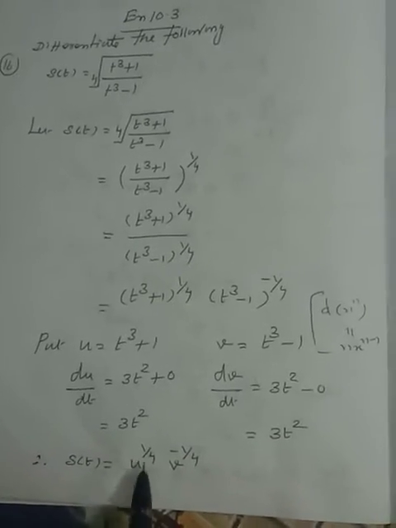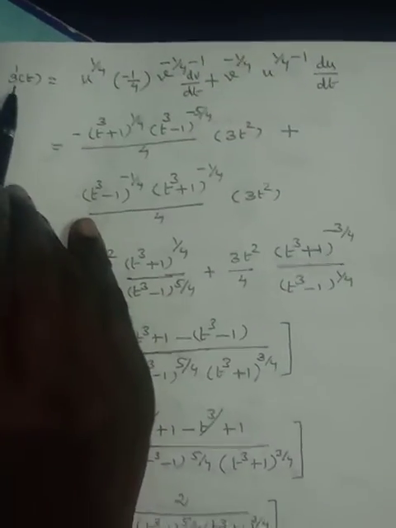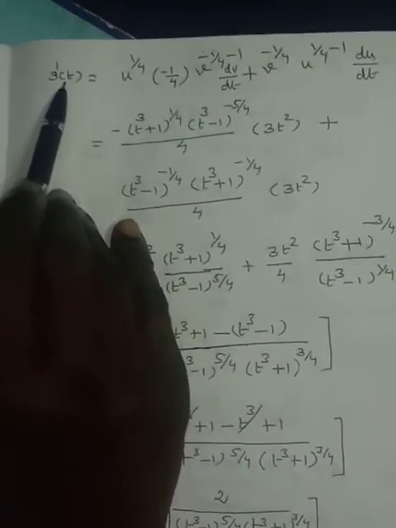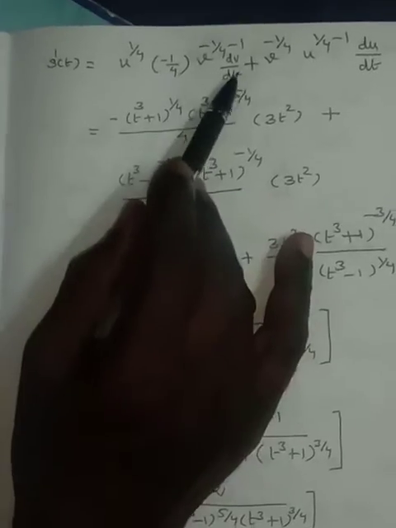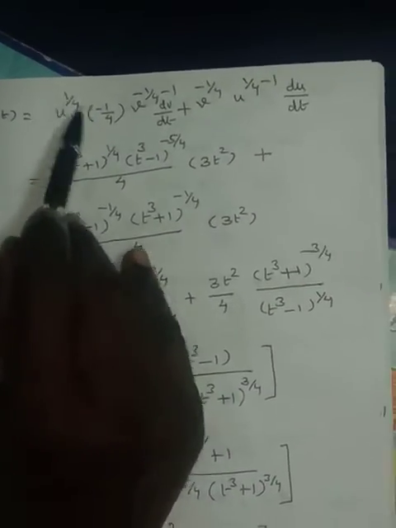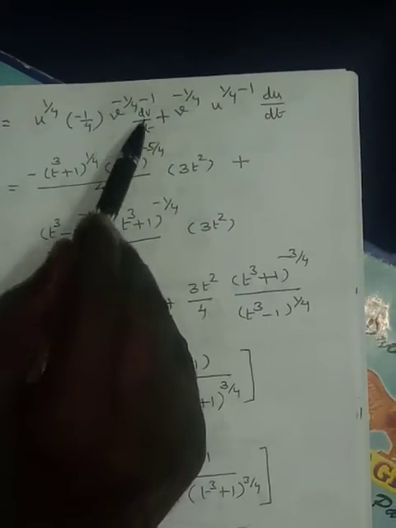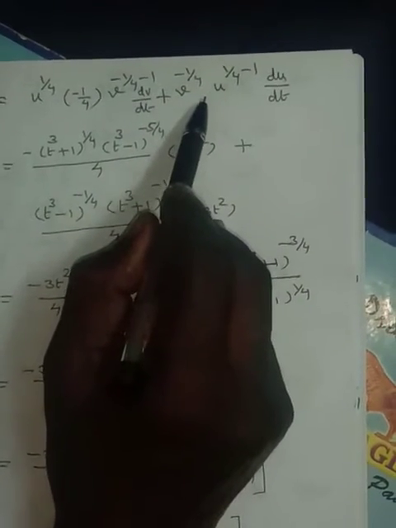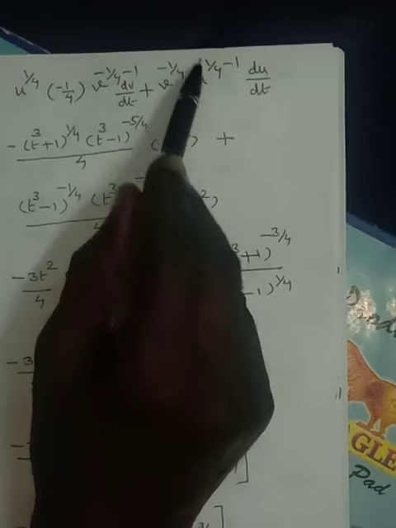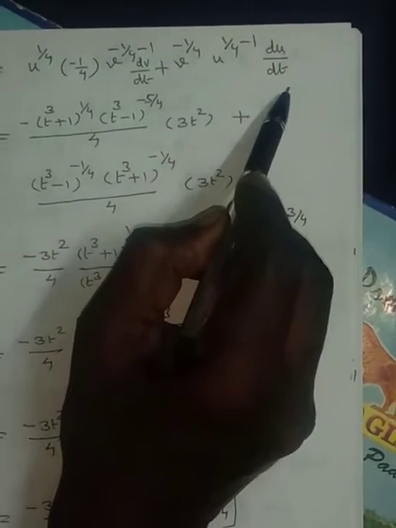s of t is equal to u to the power of 1 by 4, v to the power of minus 1 by 4. s dash of t, using the u dv plus v du formula, is: first u to the power of 1 by 4, differentiate v to the power of minus 1 by 4 minus 1 into dv by dt, plus v power minus 1 by 4 into u to the power of 1 by 4 minus 1 into du by dt. Using the formula, differentiation of uv is equal to u dv plus v du.